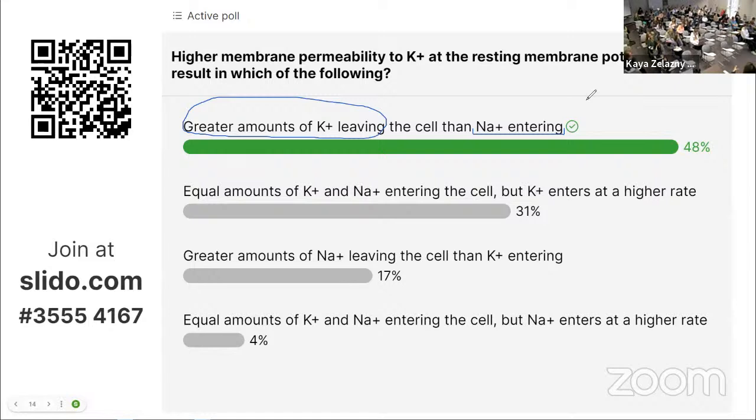So potassium is better able to move because the membrane is more permeable to it because of all of those extra channels. Potassium can leave the cell more than sodium can get in because sodium doesn't have that many channels available. The force for sodium is actually stronger than the force for potassium. But because we have all those potassium channels open, so many more of them, potassium is leaving the cell more than sodium is entering, at least at the resting membrane.